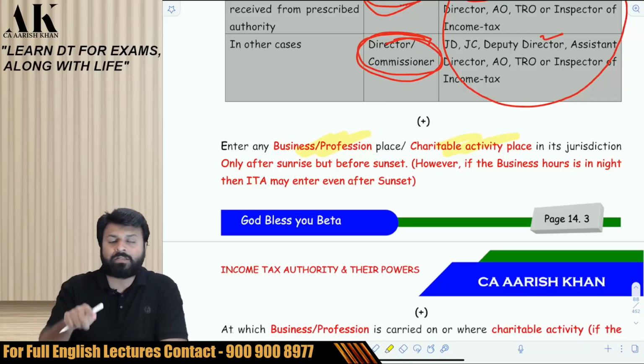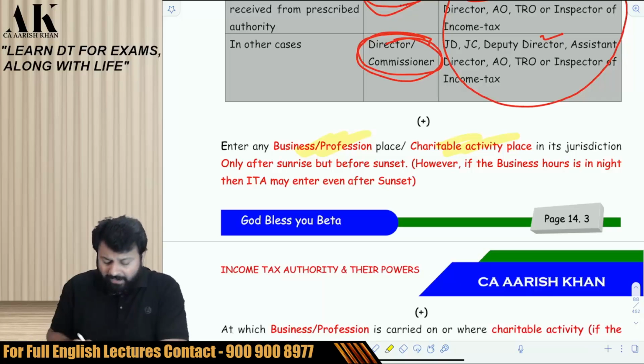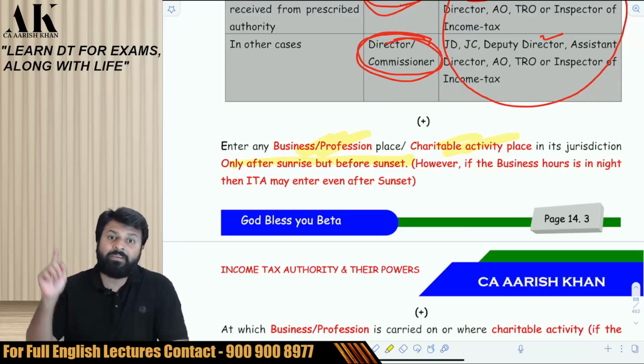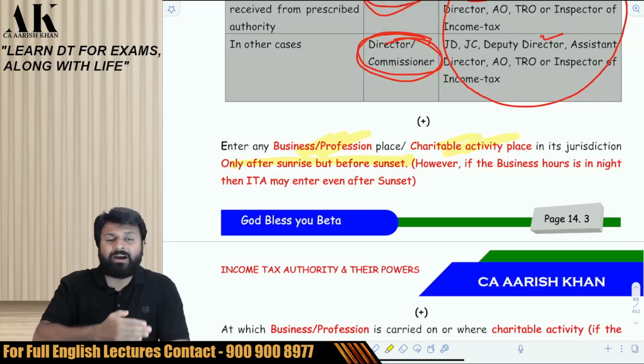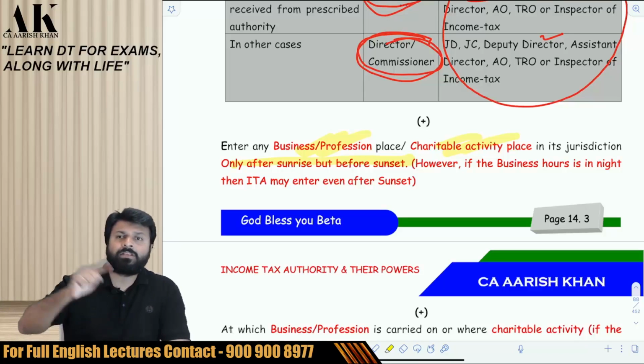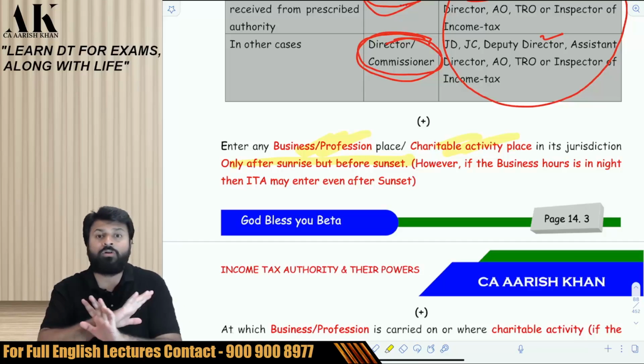When can a survey be done? The department can enter the building or place or the charitable place only after sunrise, but before sunset. They have to enter only after sunrise, but before sunset. So they cannot enter for a survey at 9 o'clock in the evening. They cannot enter at 11 o'clock in the night or 12 o'clock in the night or 3 o'clock in the night. They cannot do so.